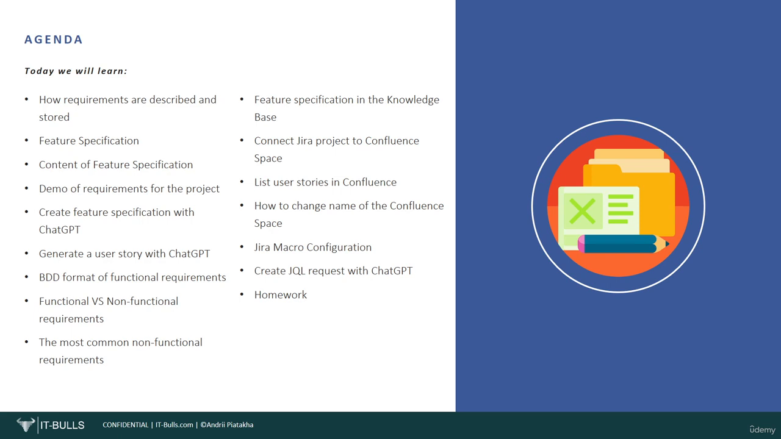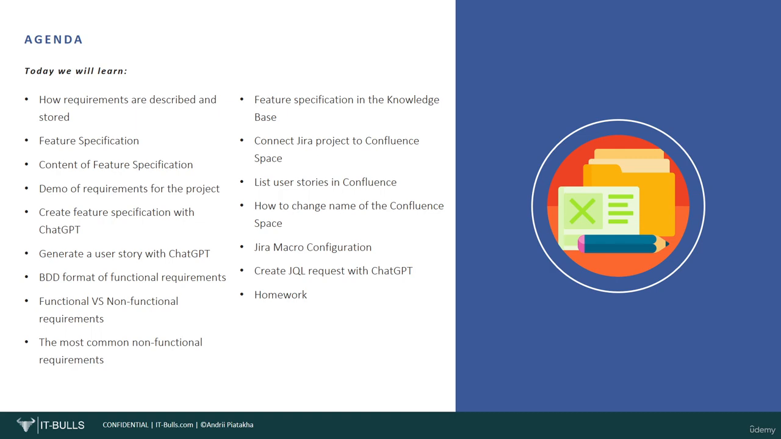Also we will generate user story. I am going to show you BDD format of functional requirements that are usually used to describe requirements in user story on my projects. Also we will talk about functional and non-functional requirements. We will document feature specification in the Confluence. And I am also going to show you how to connect Jira project to Confluence space and configure Jira macro on the Confluence page. At the end of the lesson we are going to review special home tasks that I prepared for you that will help you to get more experience of working with requirements, Confluence, Jira, and ChatGPT.